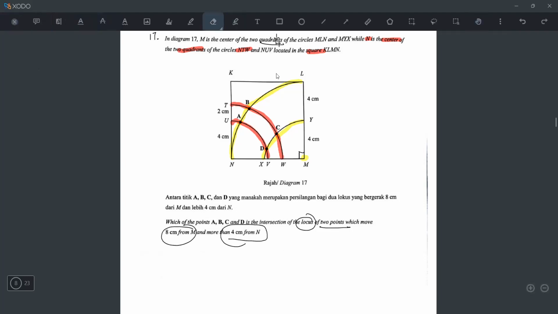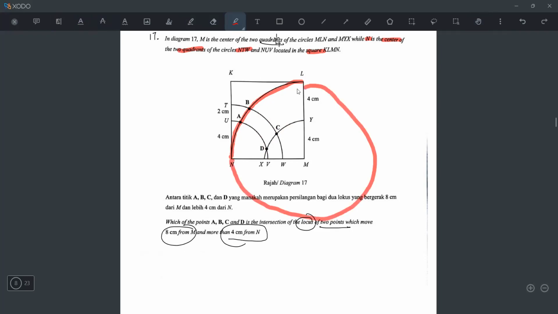Okay, so this is about locus. Let's erase all this highlighter. I think I understand already, because locus is about a moving point. So the first locus is what? 8 cm from M. It means M is the fixed point and the moving point has to move 8 cm from it. So it is here, here, like this, like this. Actually, it's a circle.